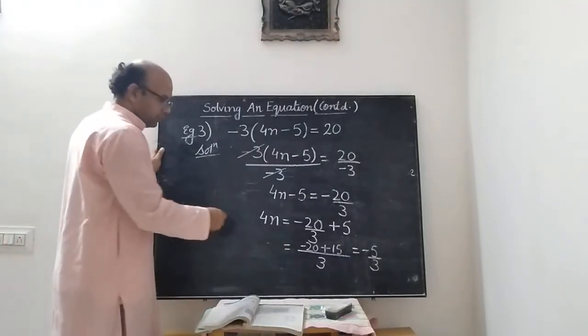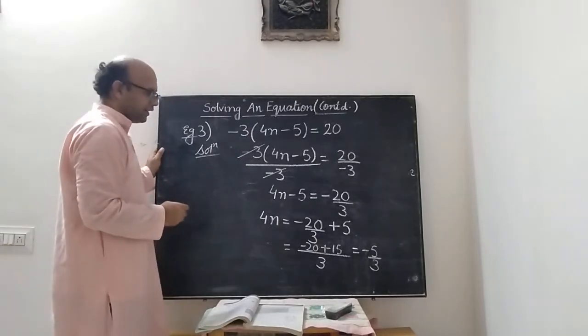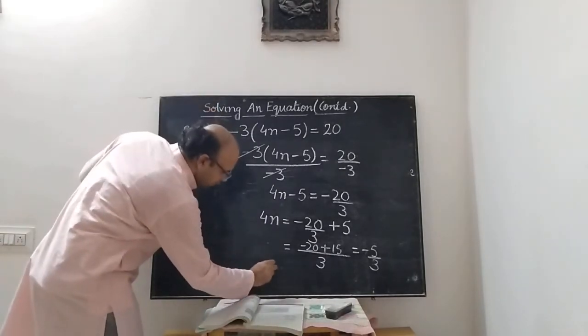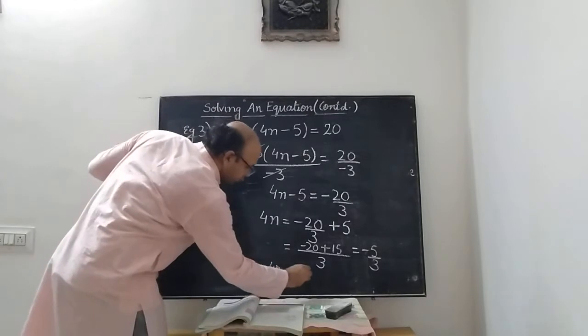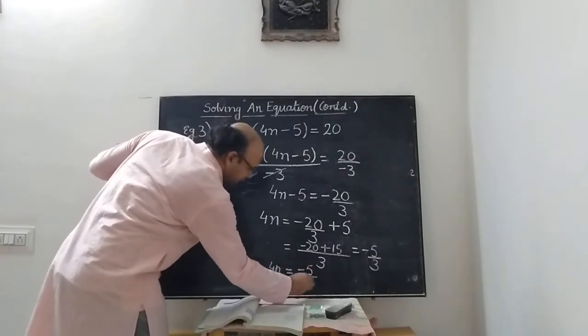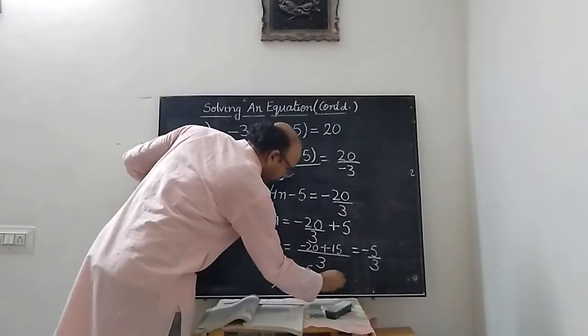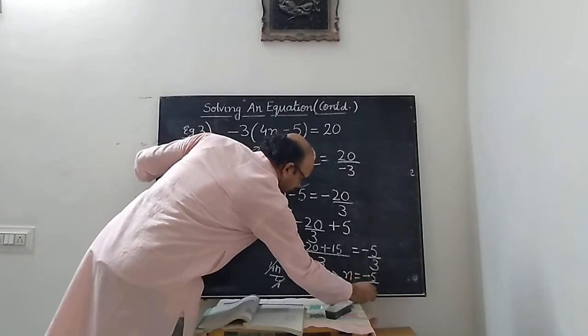Now we divide both the sides by 4. Dividing both the sides by 4, 4n by 4 is equal to minus 5 by 3 into 4. 4 cancels out. What we get is n is equal to minus 5 by 12.